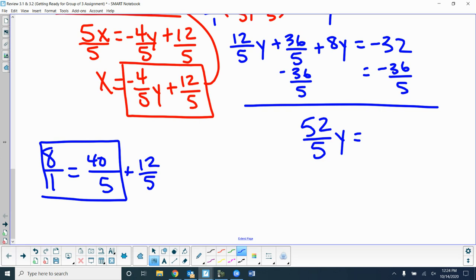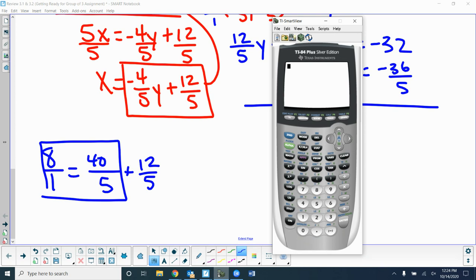If you want to just put it in your calculator as 12/5 plus 8, you can do that. 12/5 in parentheses plus 8. Hit the math button and enter twice. There's your 52/5. Okay?